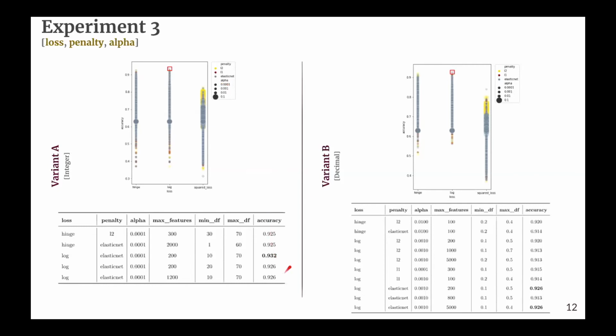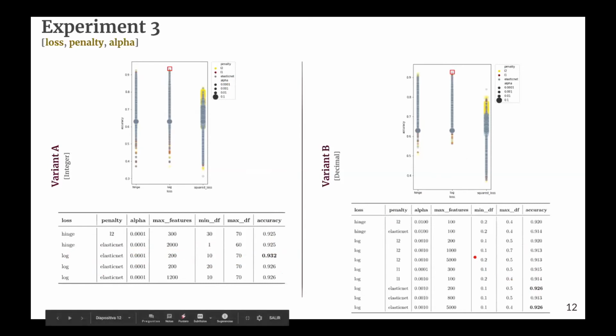In the case of integers, we got a really good result, which was 93.2%. And we got this by having these characteristics of the classifier. And for the vectorizer, we had max features 200, mean DF of 10, and max DF of 70, which again tells us that it's better to have a small mean DF and a medium-sized max DF. And for decimals, we were able to get a fairly high accuracy, although it was not as high as with the integers. We got 92.6%.